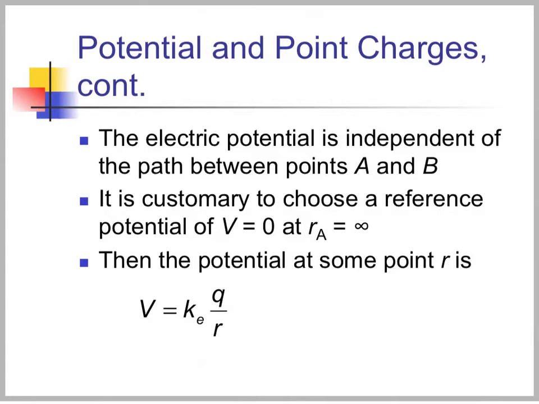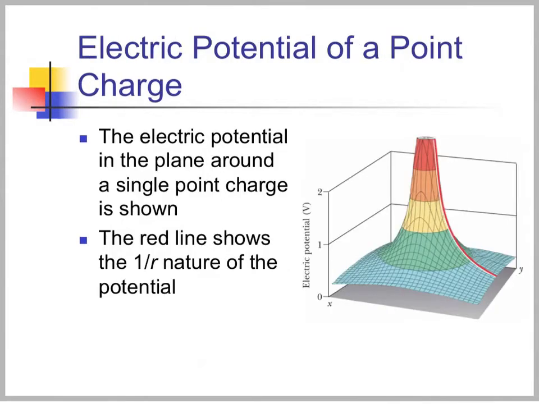When using point charges, it's customary to choose a reference point of the potential equals 0 at R equals infinity. Then we can find the potential at any point R is just KQ over R. So I can plot then the electric potential in the plane around the charge. The red line here shows the 1 over R nature of the potential.